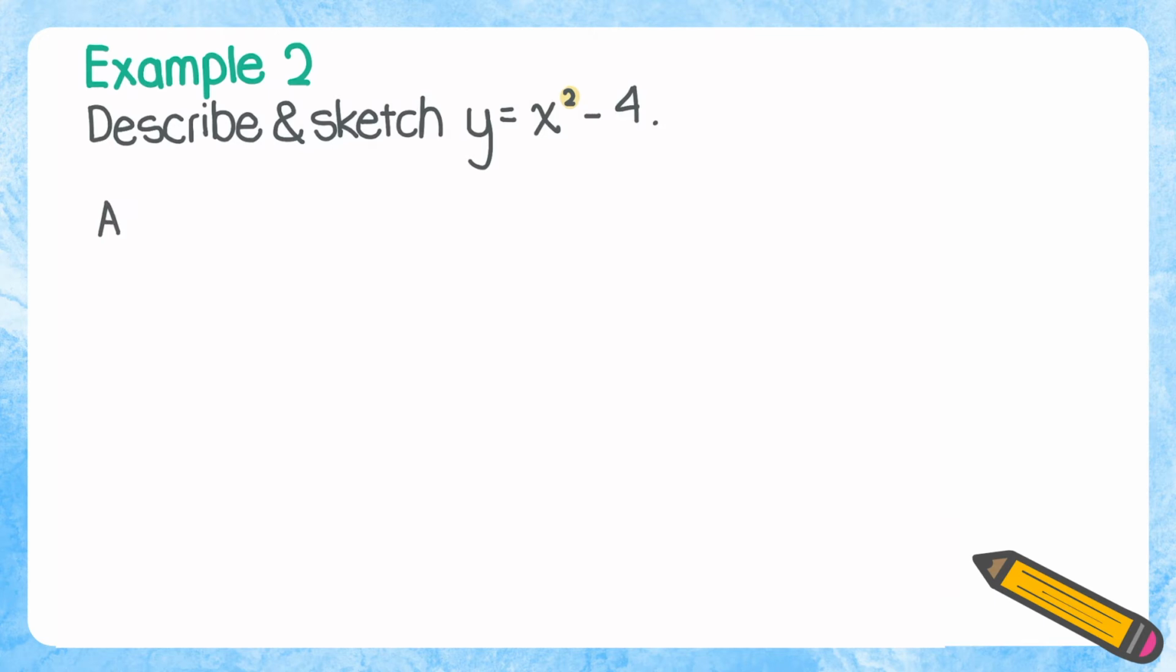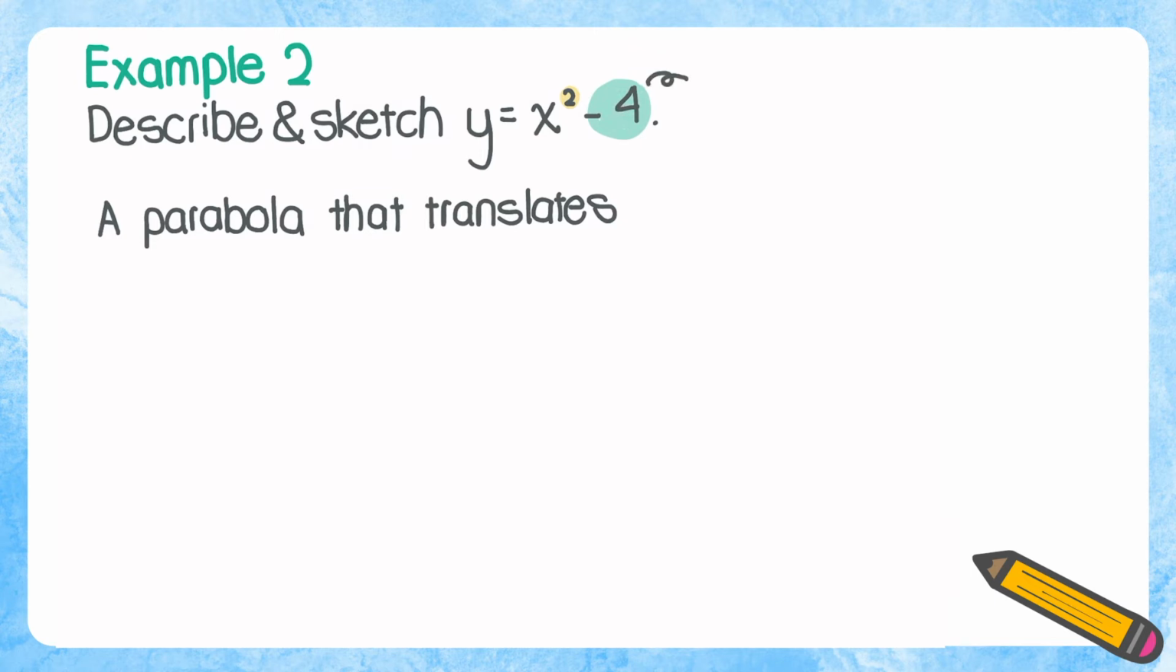I notice that it's a quadratic function, so it's going to be a parabola that translates either up or down. But which way? Let's focus on the effect of k. Notice here our k value is negative. Our k equals negative 4. So what does that mean about the parabola? Since k is negative, our parabola is going to translate 4 units down. Again, a negative k value means you're going down.